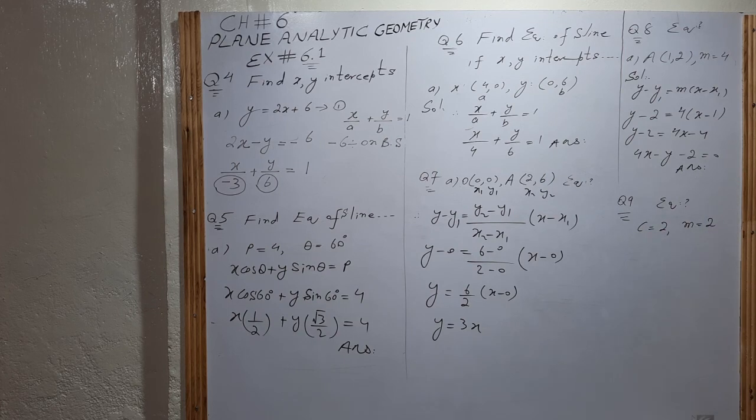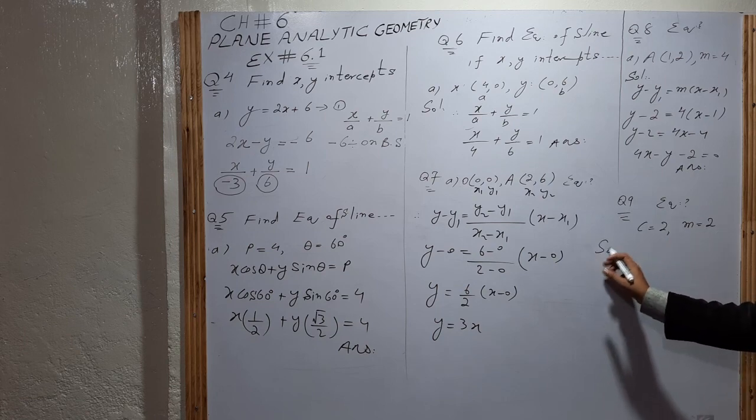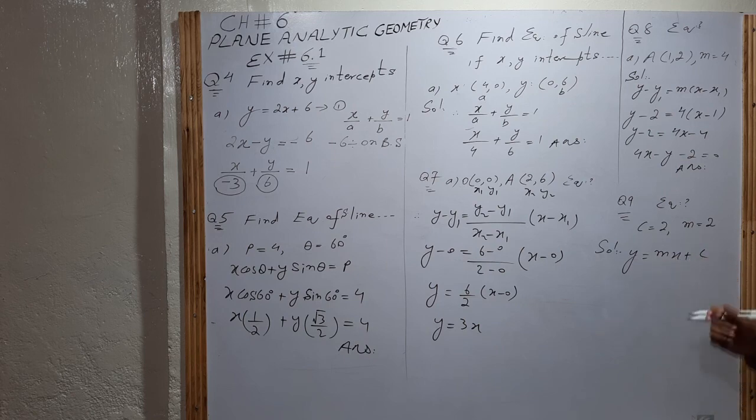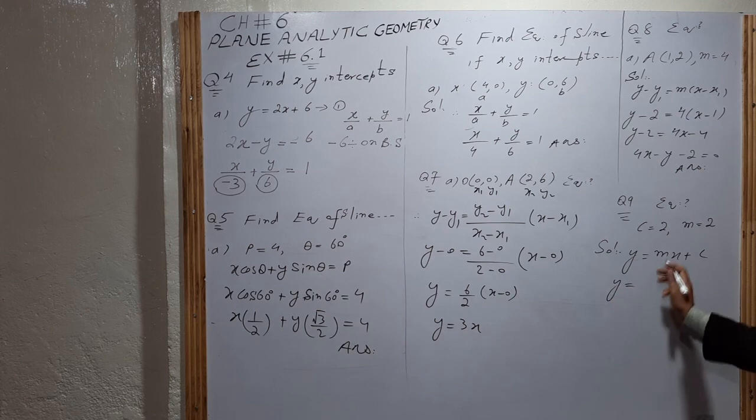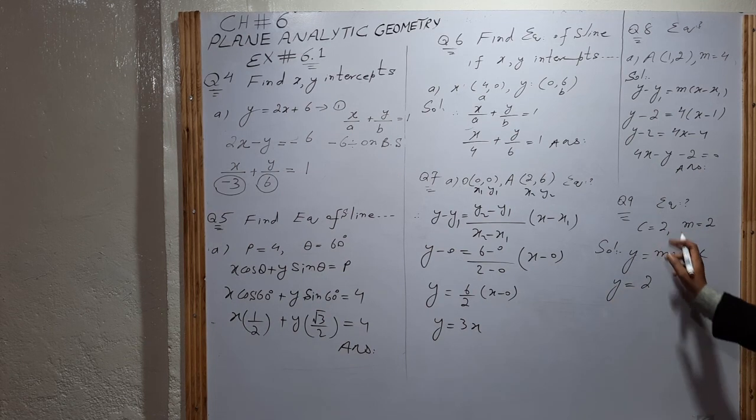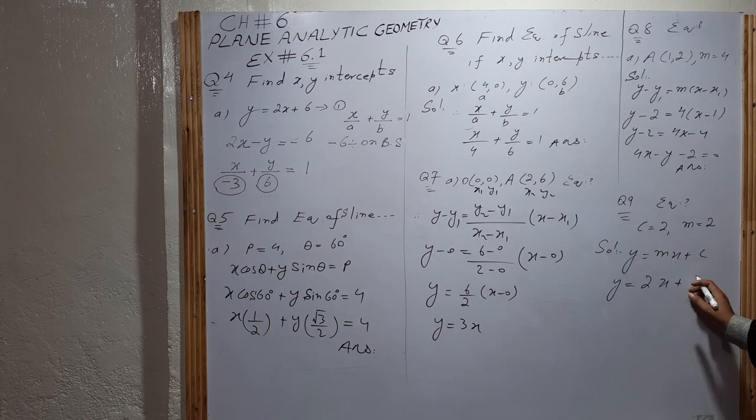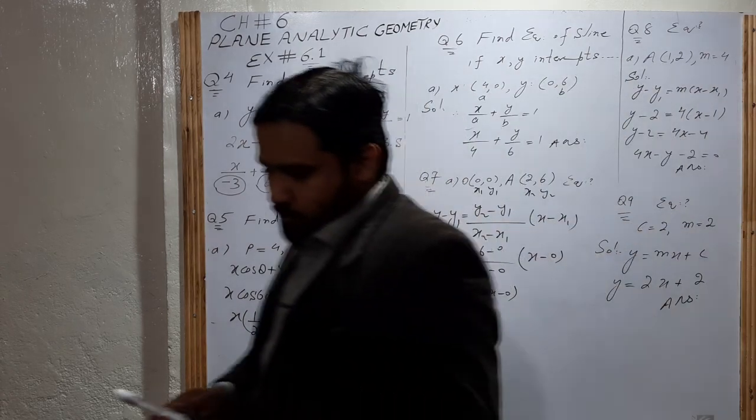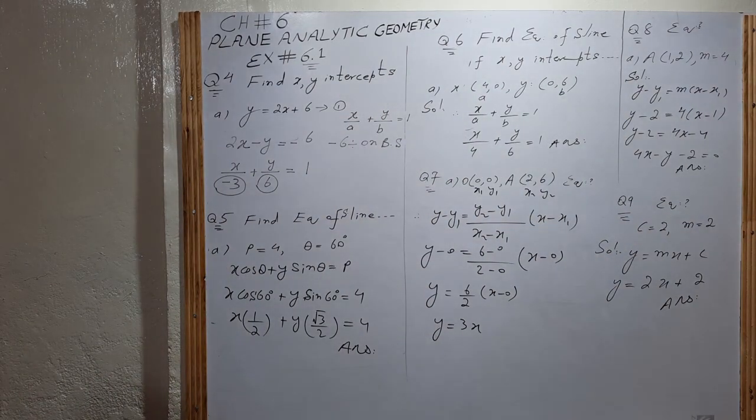Question number 9, the next one: find the equation of the straight line when the intercept and slope are given. It means the slope intercept form, which is y is equal to mx plus c. We have already discussed in the theory the various forms of equations of a straight line. So m in this case is 2, and the c intercept is 2. So this is the slope intercept form, and it is the equation of the straight line. So that is all about exercise 6.2.